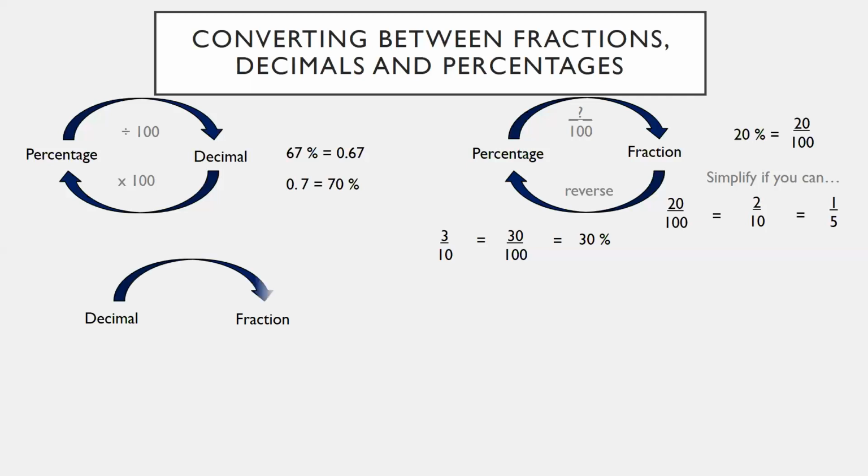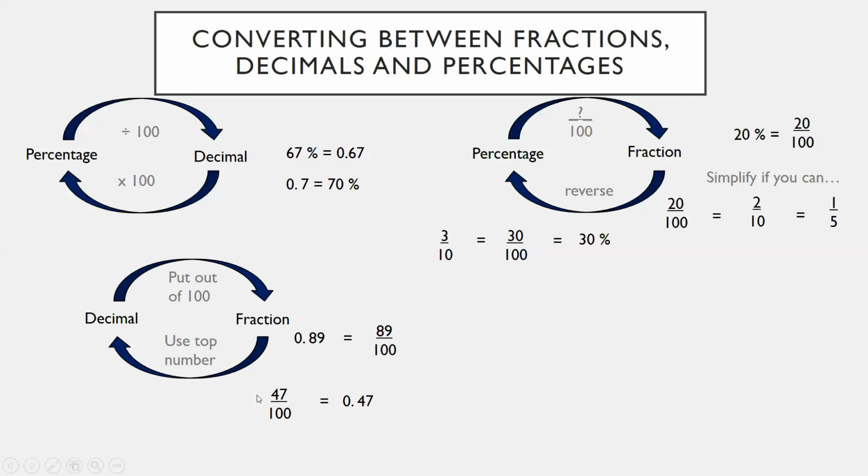And the final ones are decimals and fractions. So if we start with a decimal and we want to get to a fraction, again, we just put this out of 100. So if the decimal is 0.89, that's just going out of 100. So 89 out of 100. And then the other way, fraction to a decimal, we use the top number. So if the fraction is 47 out of 100, we use this top number, and that just becomes our decimal, so 0.47.